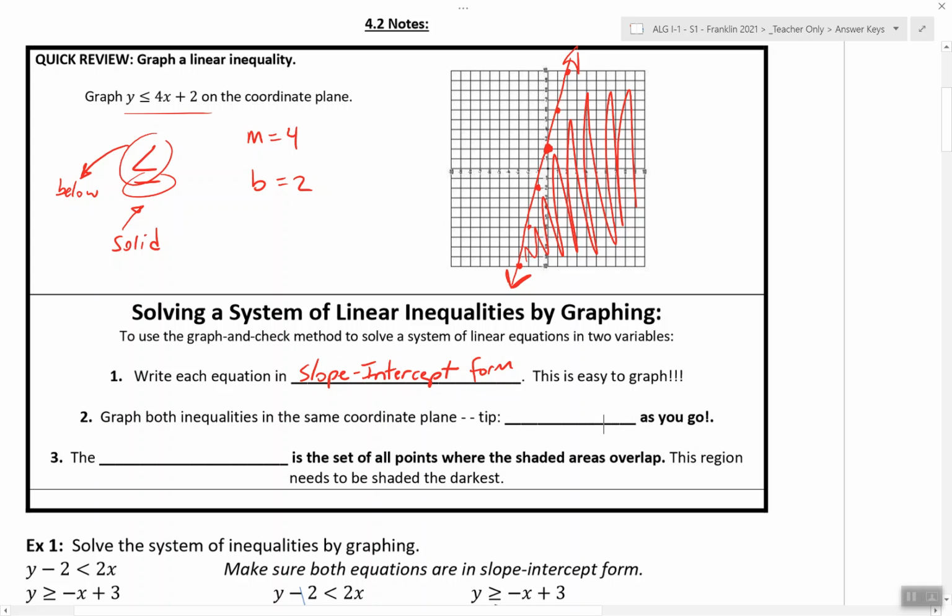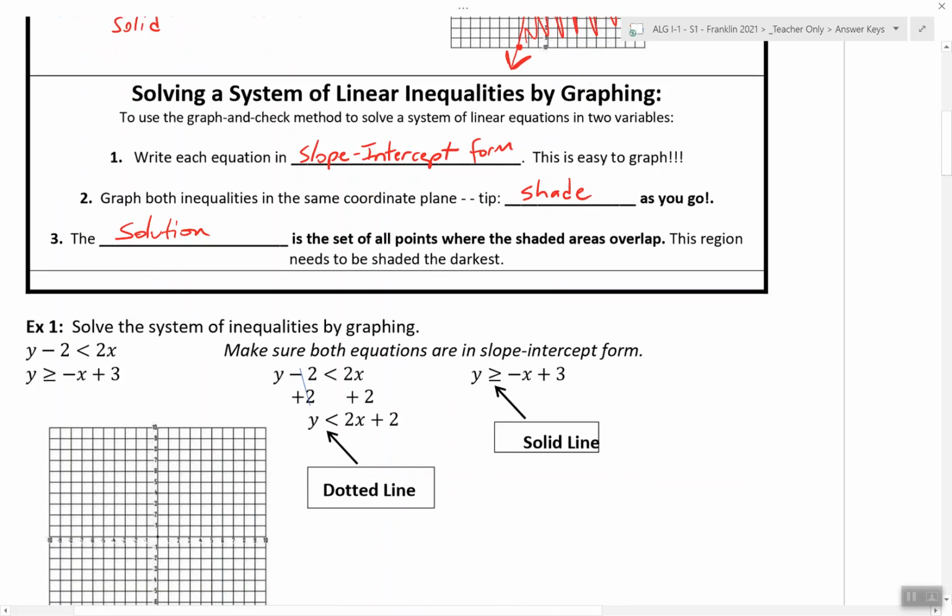Then you're going to graph both inequalities on the same coordinate plane, and you'll want to shade as you go, even if just a little lightly, just so you can keep track of which side of each line is being shaded. And then the solution is the set of all points in the shaded area where the two shaded regions overlap. And you need to shade the solution region the darkest. So let's do some examples here.